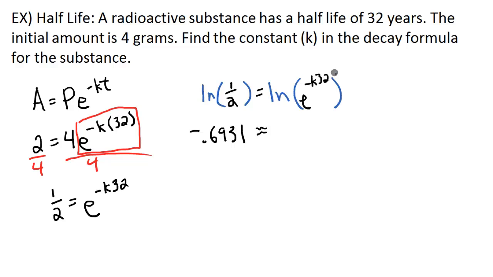And then when we take the natural log of base E to the negative K 32nd power, that's going to be just a negative 32K, because we use this formula, natural log base E of X actually equals just X, whatever be the exponent of the E. Now we continue to solve this, so we have to divide both sides by a negative 32.